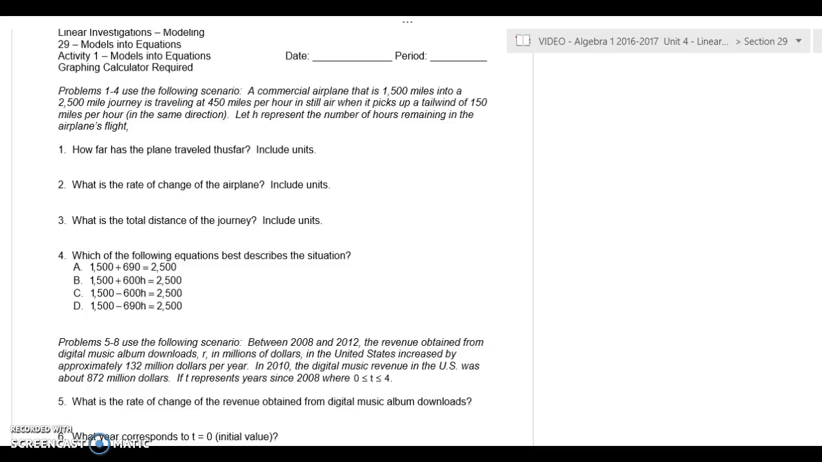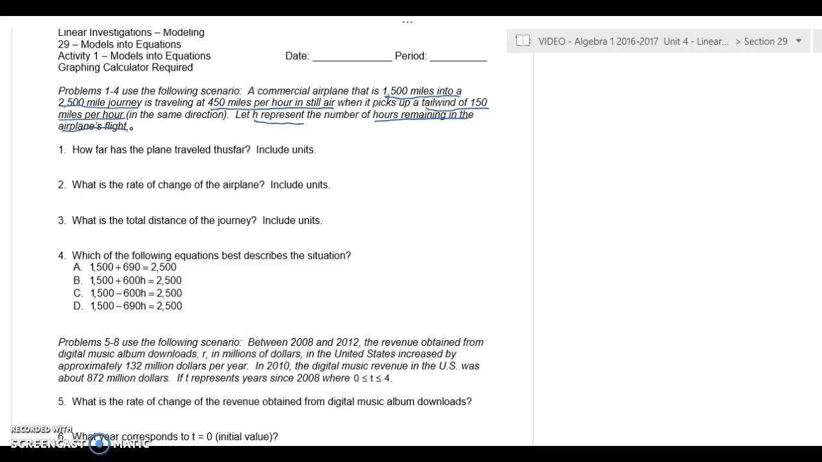So my first strategy here is to go through and pick out the key information, so do a little sub search. Commercial airplane that is 1,500 miles into a 2,500 mile journey, traveling at 450 miles per hour in still air, and a tailwind of 150 miles per hour. H represents hours remaining in the airplane's flight.